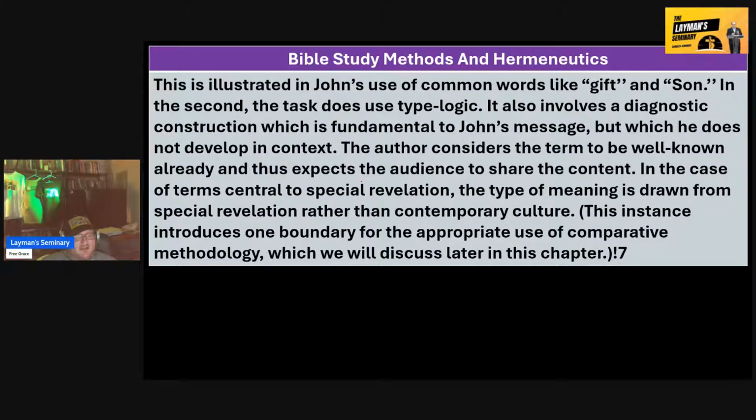In the second, the task does use type logic. It also involves a diagnostic construction which is fundamental to John's message, but which he does not develop in context. The author considers the term to be well known already and thus expects the audience to share the content. In the case of terms central to special revelation, the type of meaning is drawn from the special revelation rather than contemporary culture. This instance introduces one boundary for the appropriate use of comparative methodology, which we will discuss later in Chapter 7.